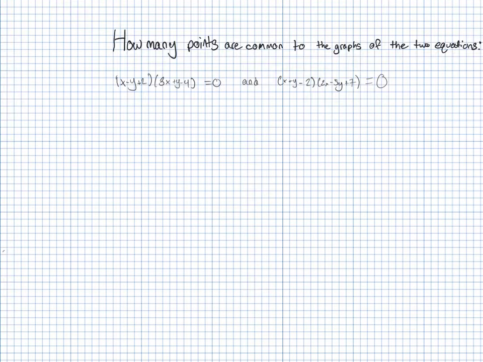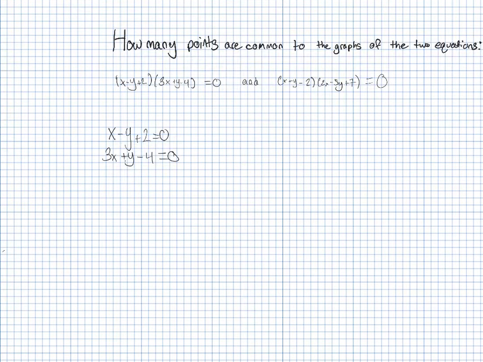So how I started is I know that for two parts to multiply to 0, one of them has to be equal to 0. So I said, well, the first factor, x minus y plus 2, could equal 0. So x minus y plus 2 equals 0. And as well as the next factor, 3x plus y minus 4 could equal 0. So 3x plus y minus 4 equals 0.